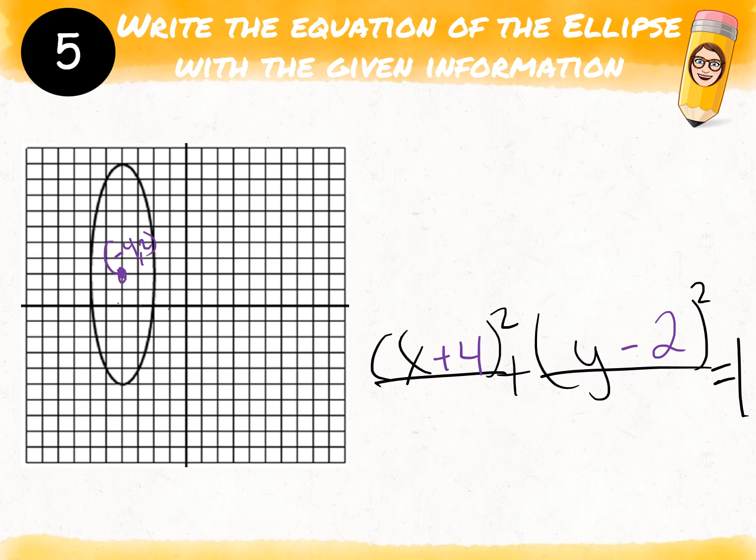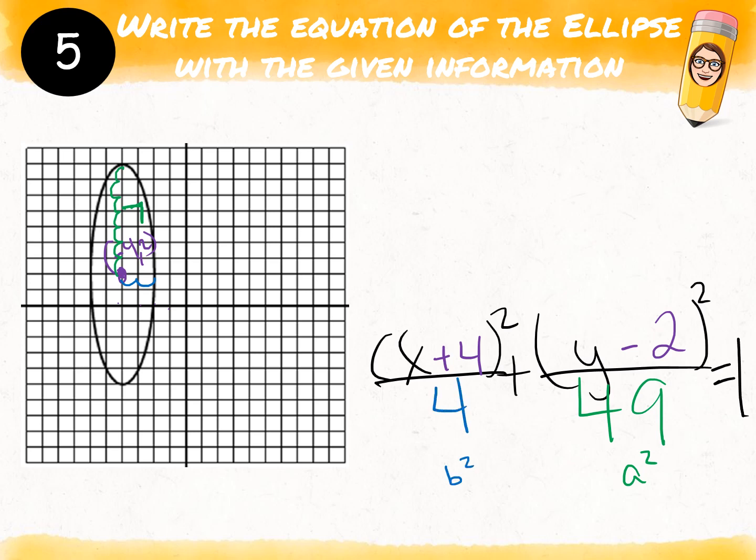All right, let's figure out our a, b values. This is orientated vertically. That means my y needs the a squared value. a is the distance from the center to the vertex. Let's count. 1, 2, 3, 4, 5, 6, 7. Distance is 7, so I write 49. It has to go under the y because of how I'm orientated. Let's count center to co-vertex. 1, 2. So my b squared value is 4.